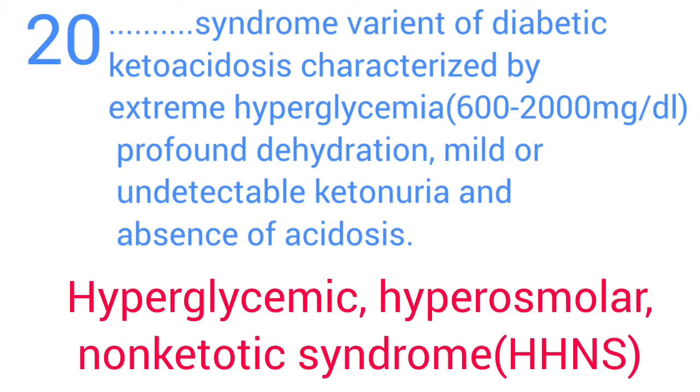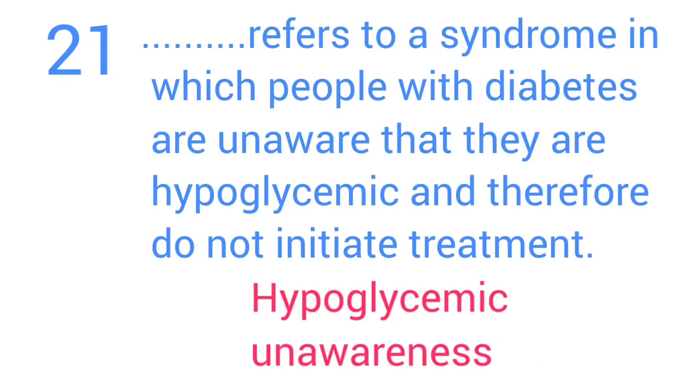Dash syndrome: variant of diabetic ketoacidosis characterized by extreme hyperglycemia, profound dehydration, mild or undetectable ketonuria and absence of acidosis. Hyperglycemic hyperosmolar non-ketotic syndrome, HHNS. Dash refers to a syndrome in which people with diabetes are unaware that they are hypoglycemic and therefore do not initiate treatment. Hypoglycemic unawareness.